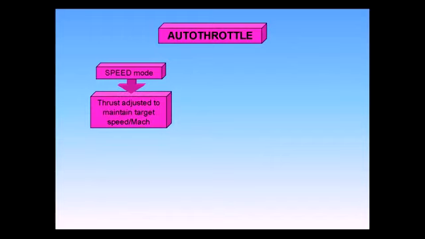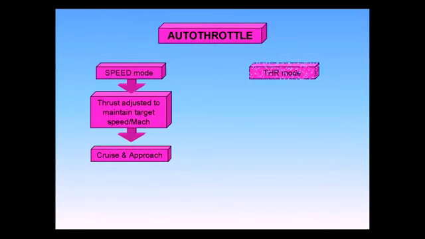The autothrottle A/THR system can work in two different modes. Speed mode: the autothrottle system continuously adjusts the thrust in order to maintain a target speed or Mach. Example, during cruise or approach. Thrust mode: the autothrottle system provides a constant thrust. Example, during climb or descent.